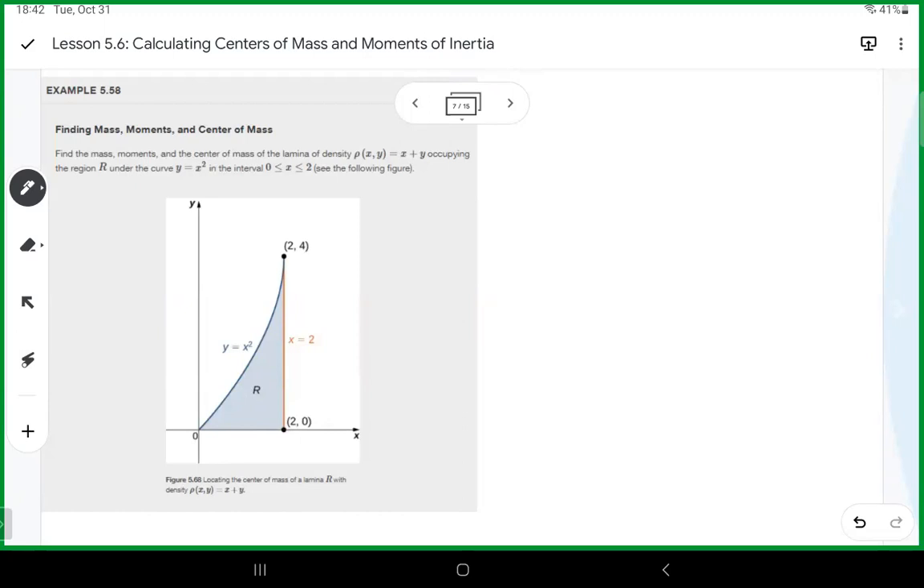So we have to do a decent amount of work, but hopefully we can squeeze it all on this slide. If not, we have a little wiggle room. So we have our mass.